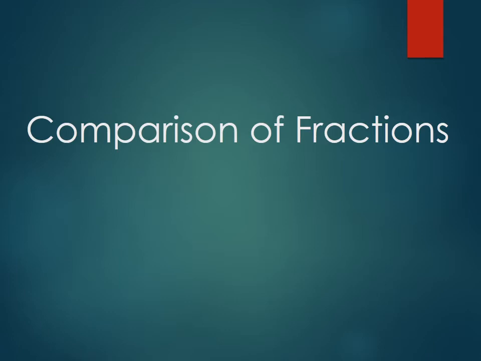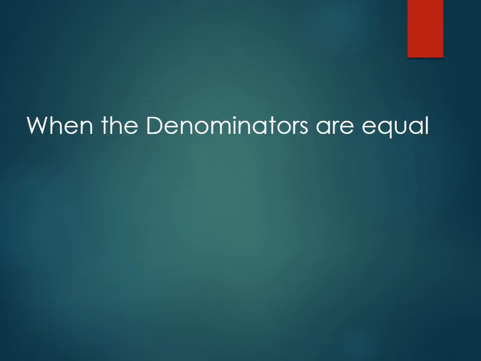Comparison of fractions. Comparison means in this lesson we are going to compare two fractions. When two fractions are given, we are going to find which one is the larger one and which one is the smaller one. There are three types of calculations. One type is when the denominators of the given two fractions are equal. It is very easy. Now let's see the first one.